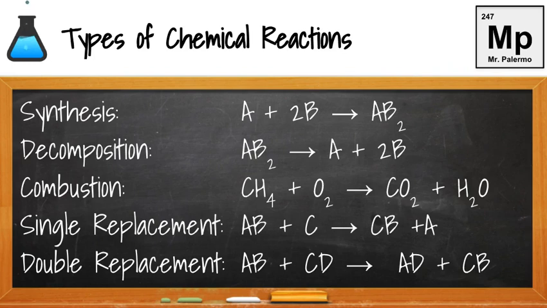So these are some of the types of chemical reactions we're going to encounter this year, and it's going to be your job to be able to identify them. So here are some general formulas for these types of reactions. The synthesis reaction. Synthesis means to make or combine. So we're combining or making one product.